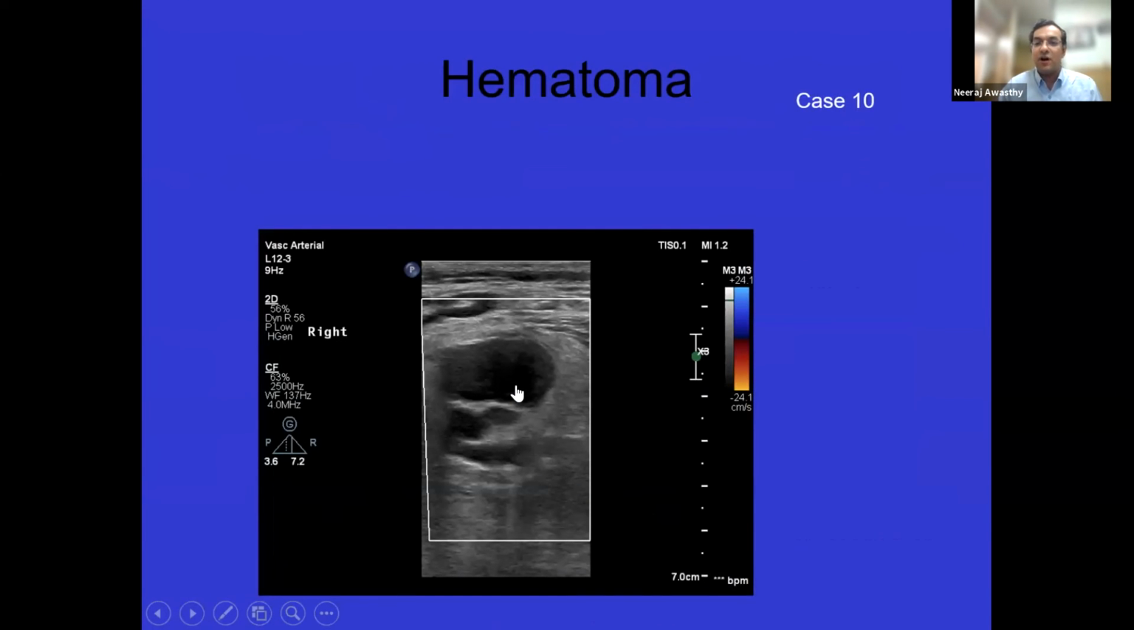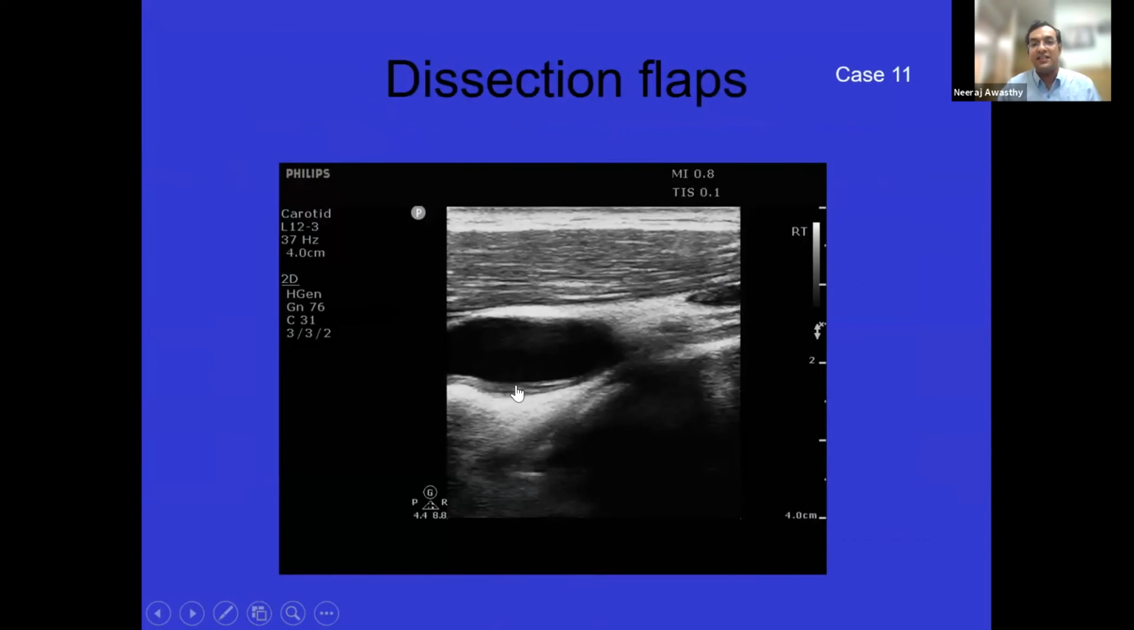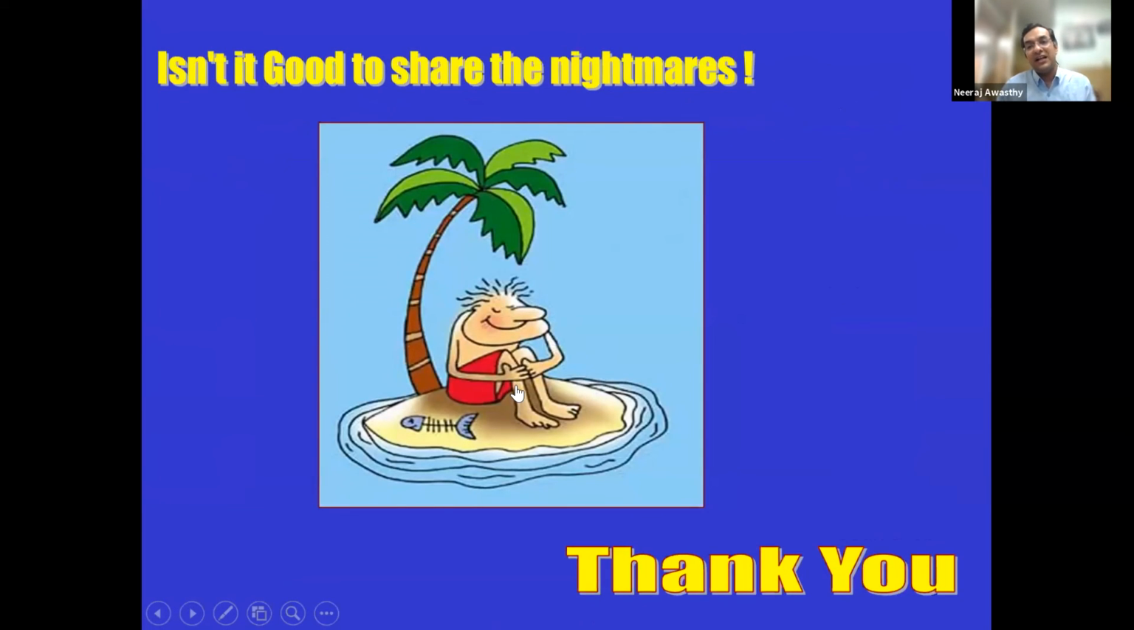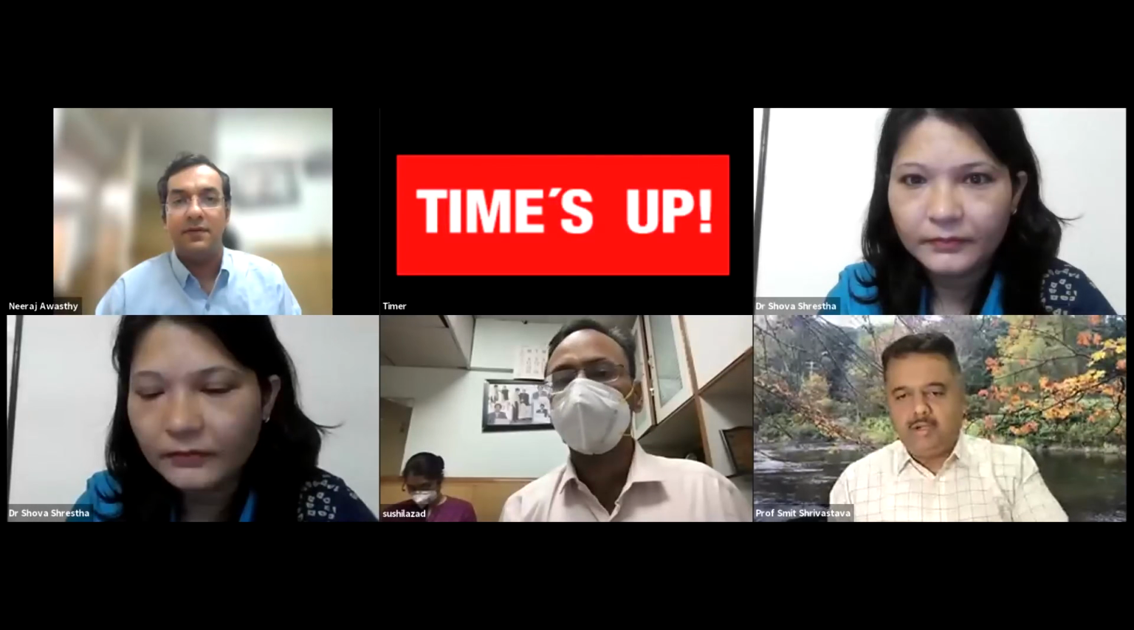Hematomas, which are a common complication, are much more often seen where large sheaths are used, particularly with dissection flaps, whenever larger sheaths are used, such as in our stenting cases. So it's always good to share the nightmares, so that you can learn from others and sleep relaxed. Thank you. Many congratulations.